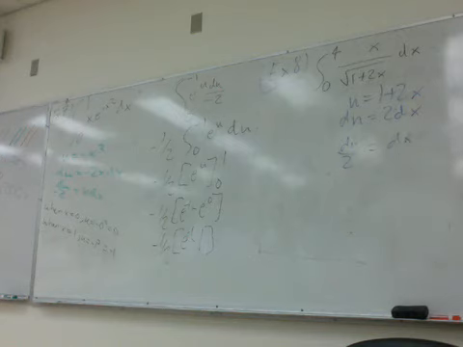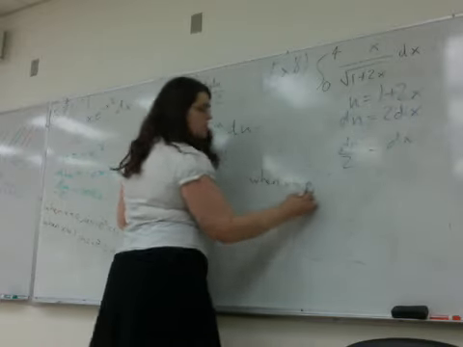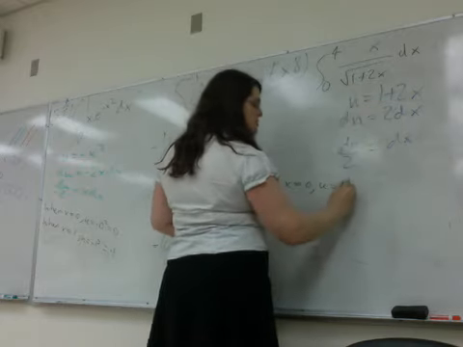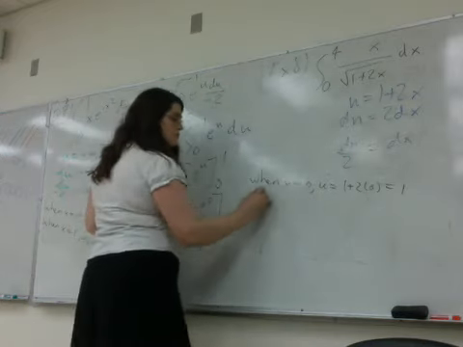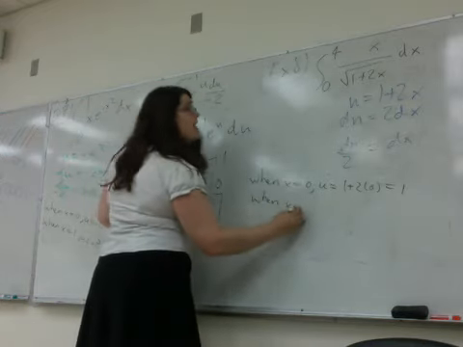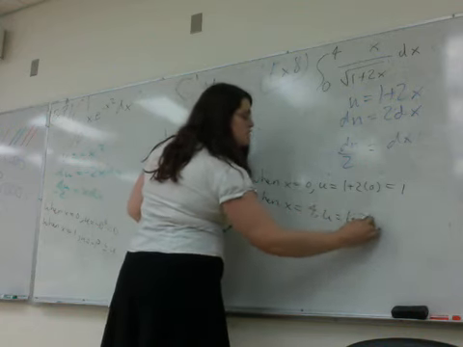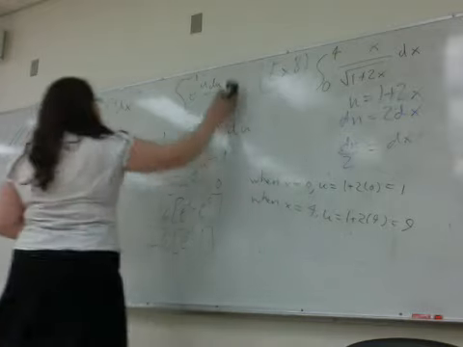The other thing we need to do is change those limits of integration. So the lower limit, we say when x is 0, u is 1 plus 2x, which is 1 plus 2 times 0, which is 1. When x is 4, u is 1 plus 2 times 4. 2 times 4 is 8. 8 plus 1 is 9.